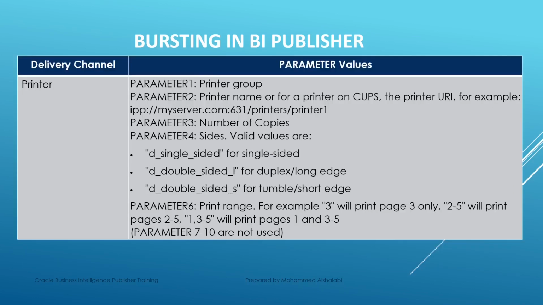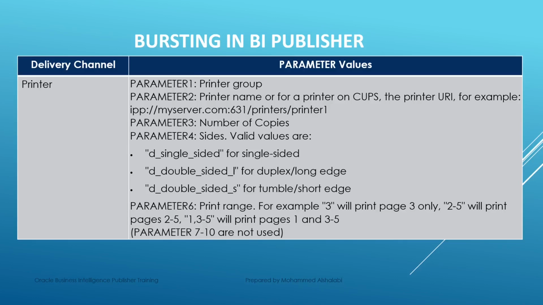If the delivery channel is printer, then parameter 1 is the printer group. Parameter 2 is the print name for a printer on CUPS, the printer URL, for example, IP address/printers/printer1. Parameter 3 is the number of copies.